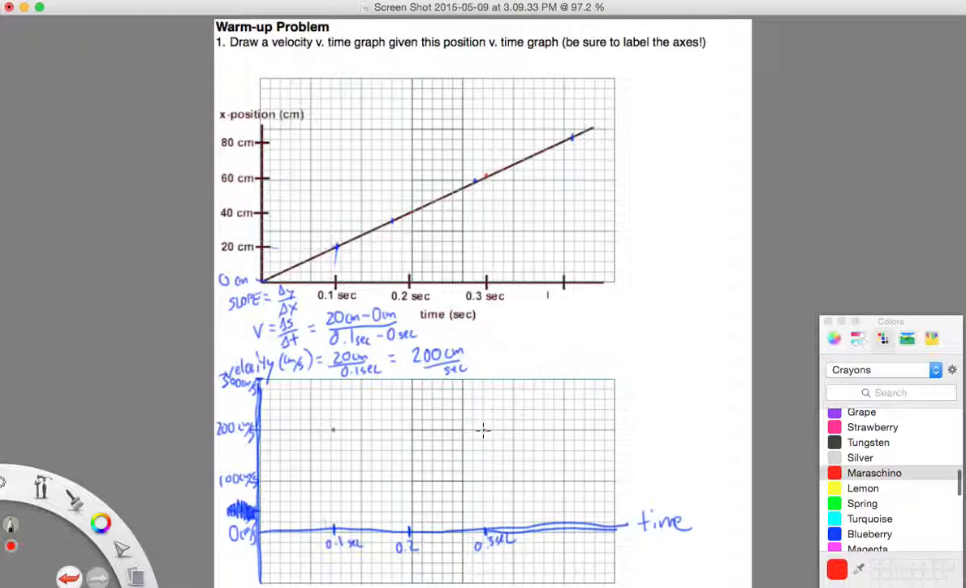It is 200 centimeters per second. Doesn't matter what point you choose along here, it's always going to be 200 centimeters per second, because this slope is the same the entire way.